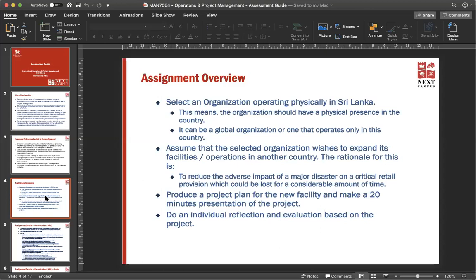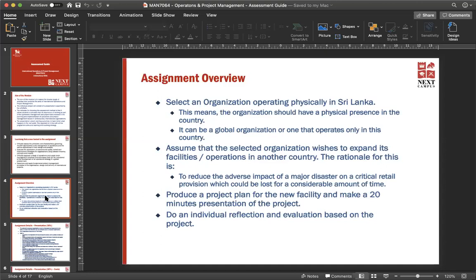So once the organization operating physically in Sri Lanka is selected, then you have to assume that the selected organization expands into another country. Okay. Now the question might be asked, why does this have to be? So you go on the assumption that the organization has decided to expand to reduce the adverse impact of a major disaster.